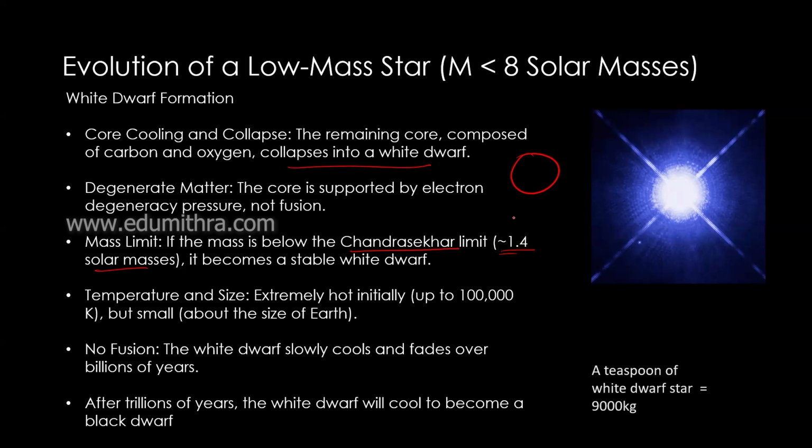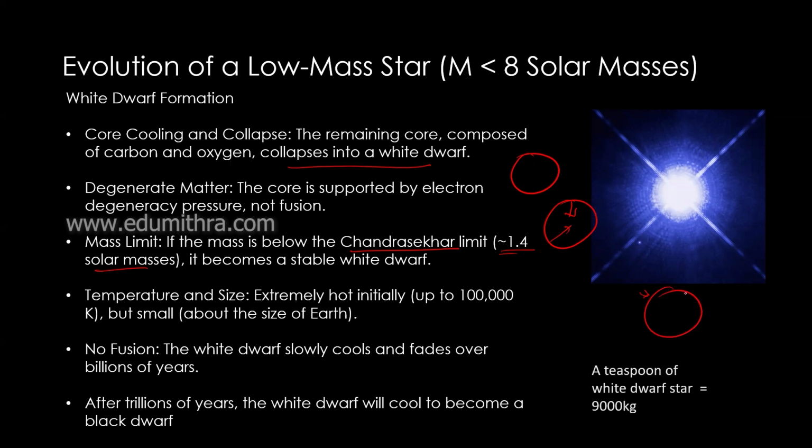If its mass is more than the Chandrasekhar limit, it cannot stay like that. It will further contract and become something else, something like the neutron star we will discuss later. Okay, and there is one more interesting thing: why is this star not collapsing? Because there is no energy coming outward. No energy in the sense no fusion is happening, though some temperature will still be there.